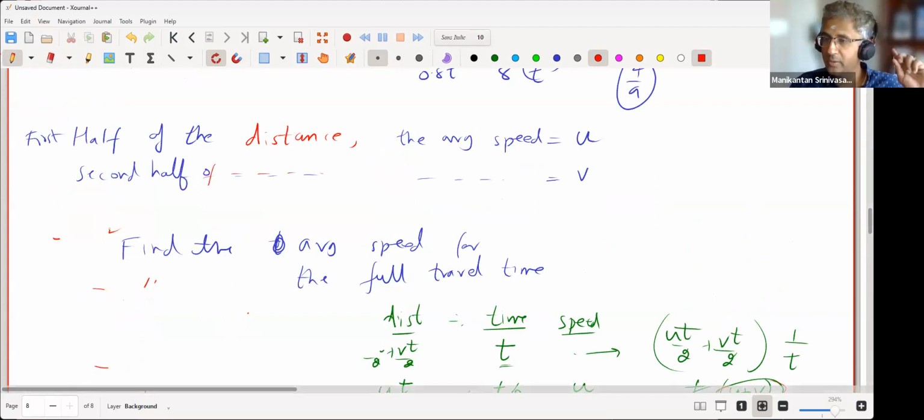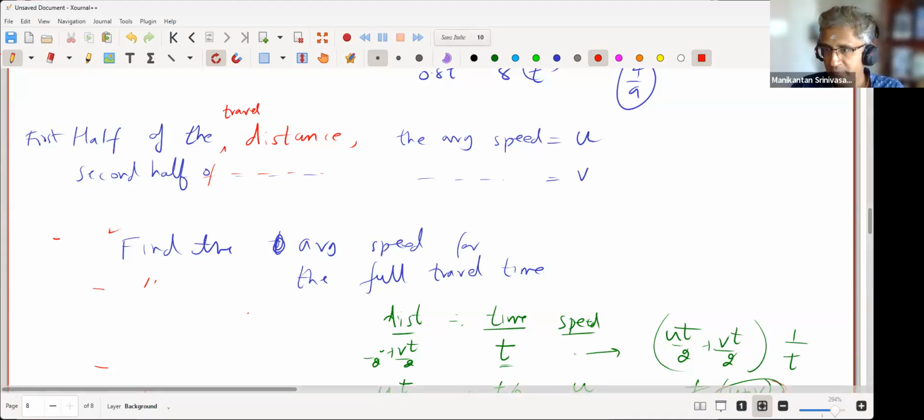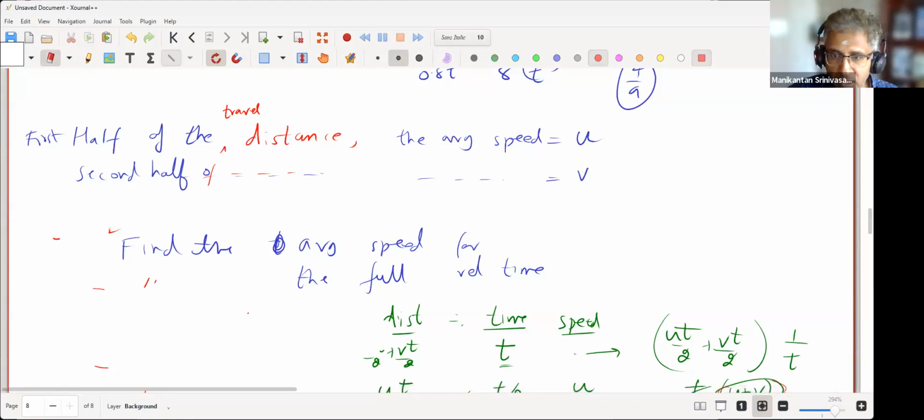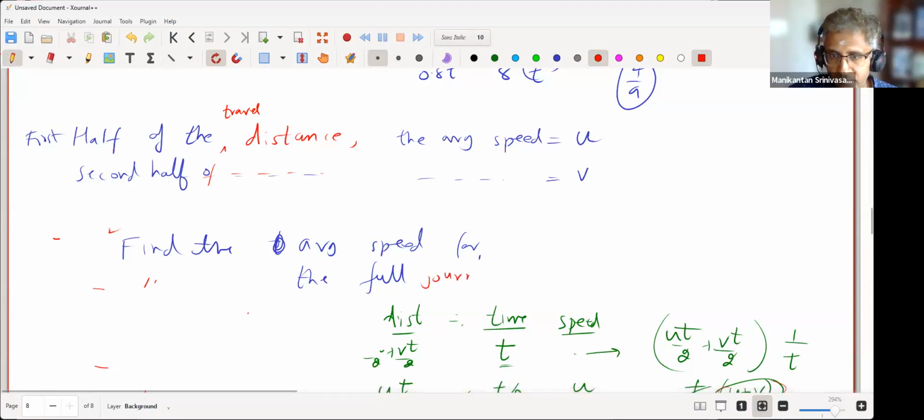So the initial question was, for the first half of the travel time, the average speed was u. Now I've changed the question: first half of the travel distance. I'm replacing travel time with travel distance. The rest of the question is the same. For the first half of the travel distance, the average speed is u. Second half of the travel distance, the average speed is v. Find the average speed for the full journey. Again, the question is clear to everyone, I hope.